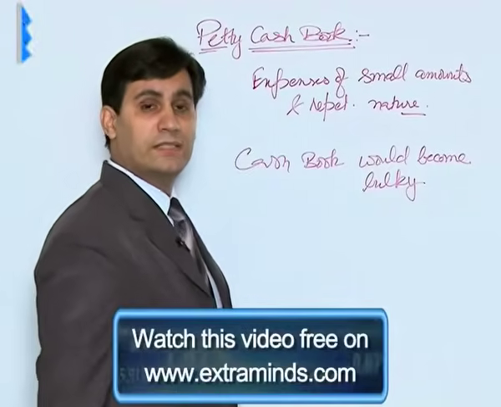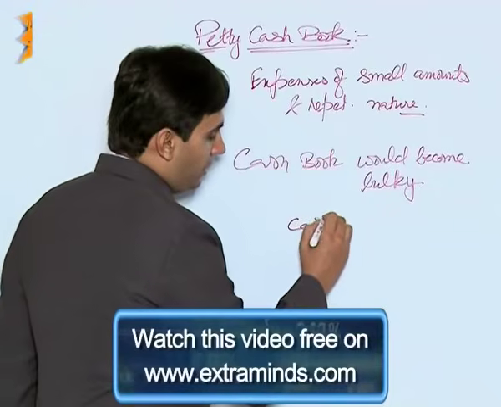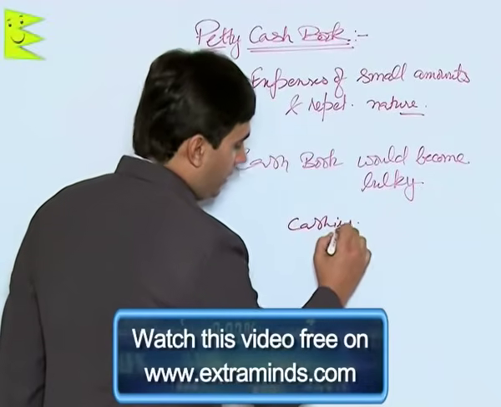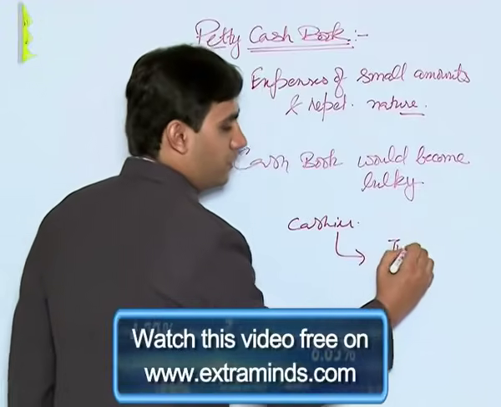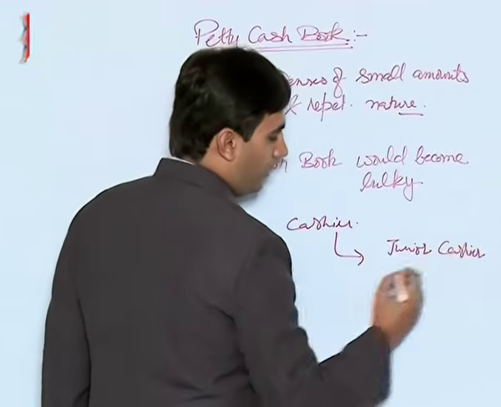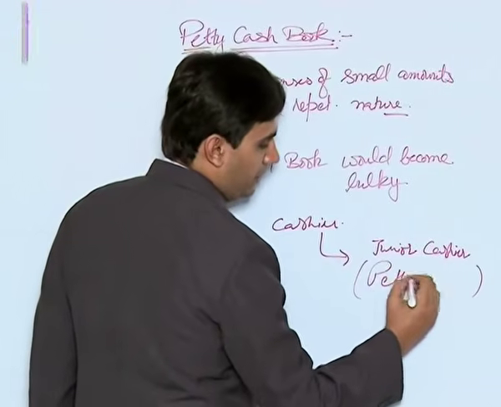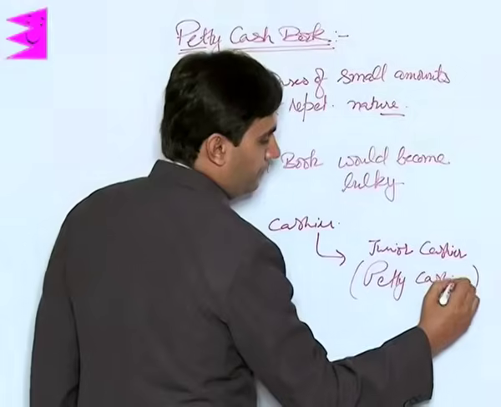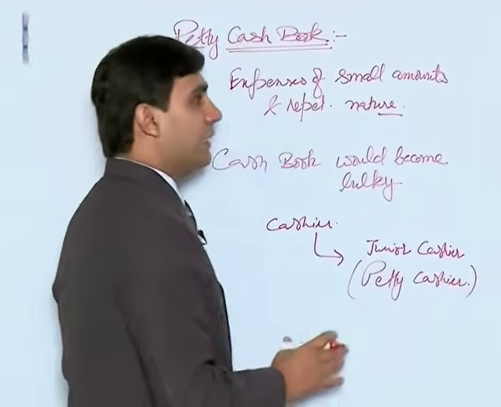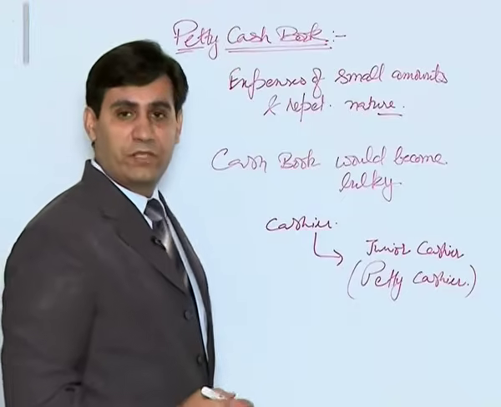So to avoid this thing, usually a cashier appoints a junior cashier, which is normally called as petty cashier, for making or meeting the expenses of small amounts which are of repetitive nature.